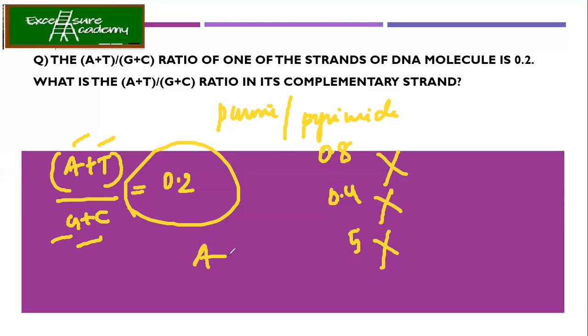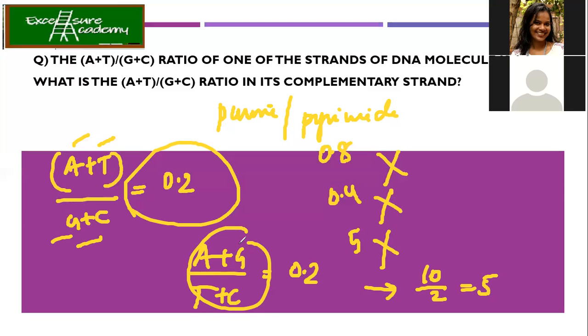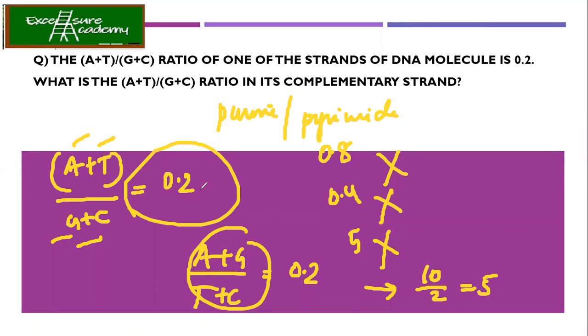It is 0.2. It is not the purine pyrimidine ratio. If it was A plus G upon T plus C 0.2, then the complementary strand will have the ratio of 10 by 2, which is 5. Okay. But this is not the condition. They have given a different question. What is that question? A plus T upon G plus C, the ratio is 0.2.